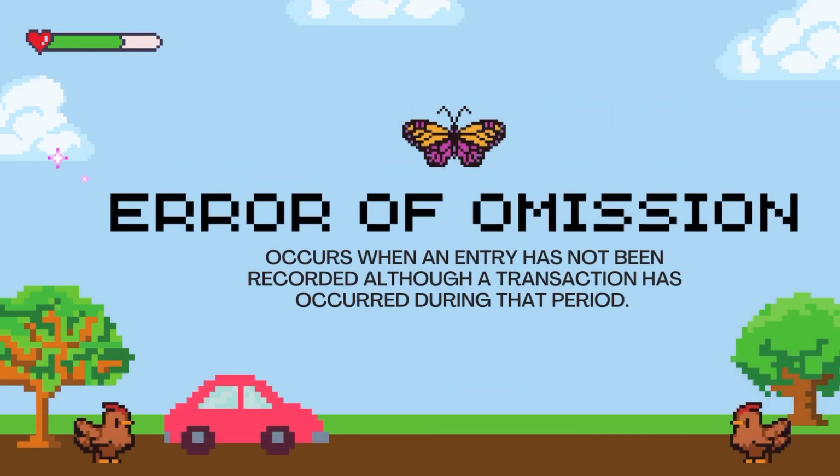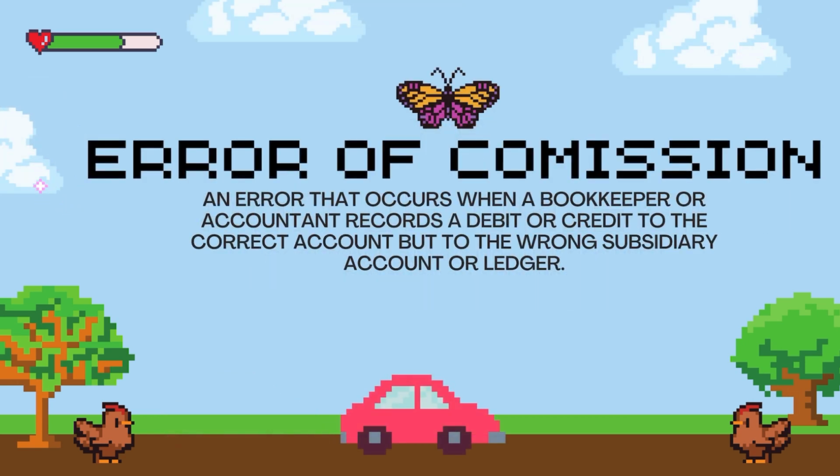She looked out her window and saw error of omission, which occurs when an entry has not been recorded although a transaction has occurred during that period. Next, she saw error of commission, an error that occurs when a bookkeeper or accountant records a debit or credit to the correct account but to the wrong subsidiary account or ledger.